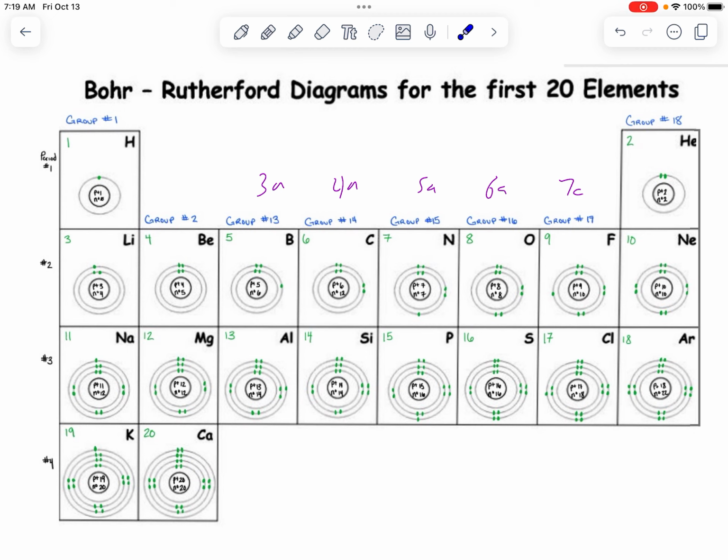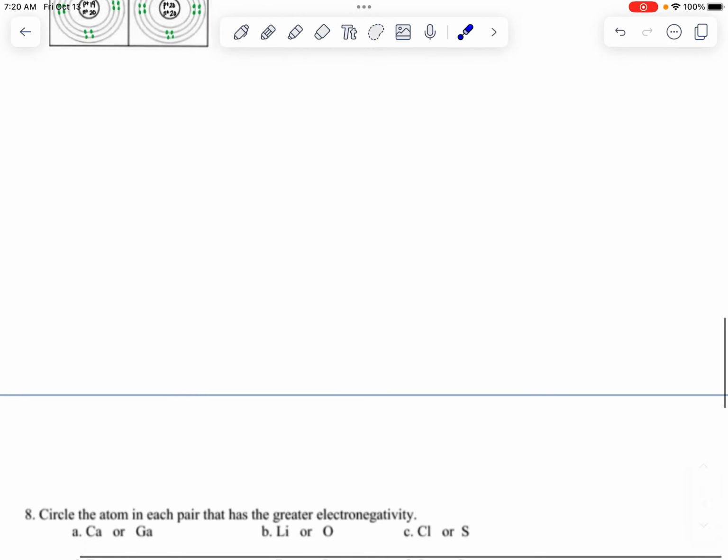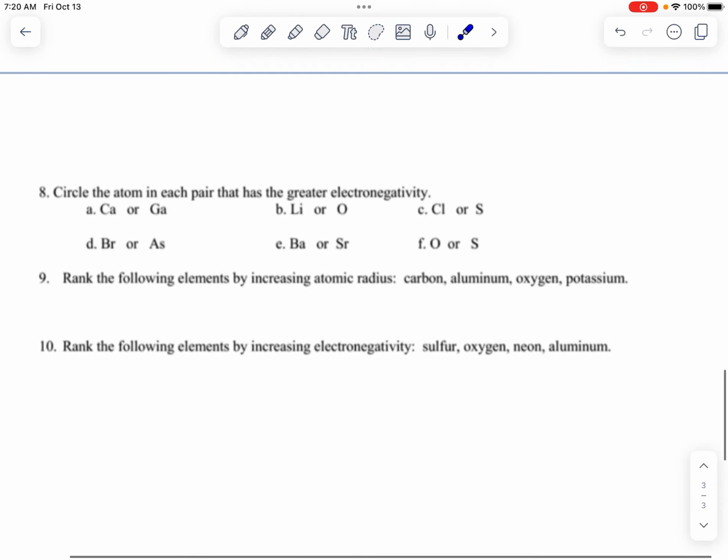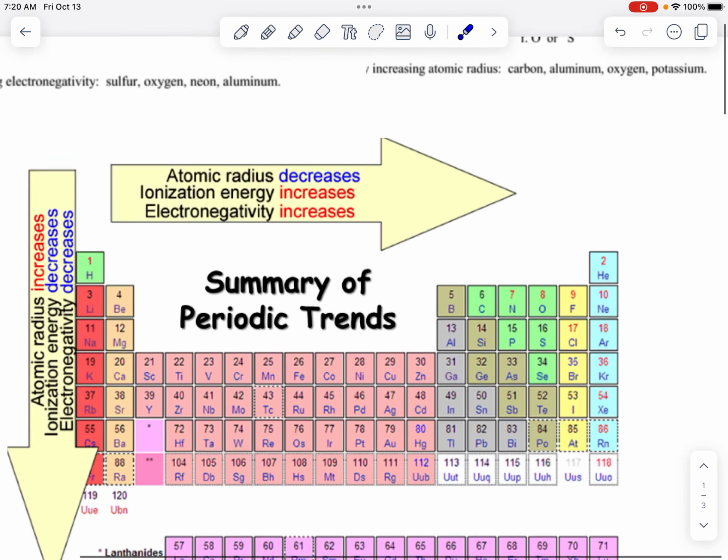They let go of these electrons much easier. So as we go down, bigger atoms, but weaker electronegativity and ionization energy. So some possible questions you might get for this would be like this one. Circle the atom in each pair that has greater electronegativity. So we're going to look at Ca and Ga, and we're looking at electronegativity.